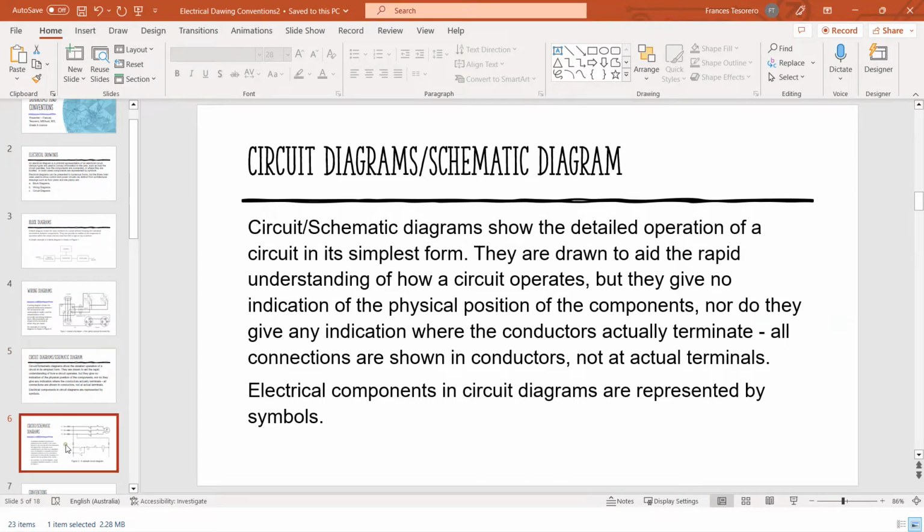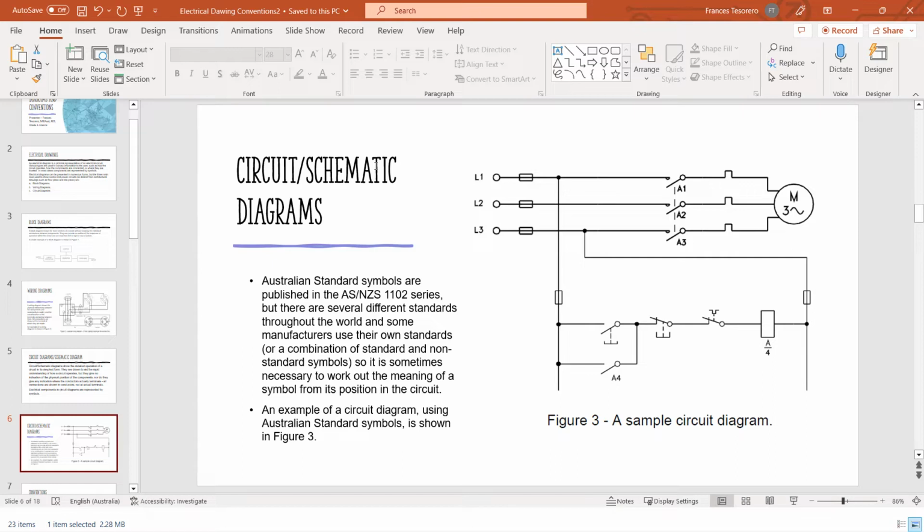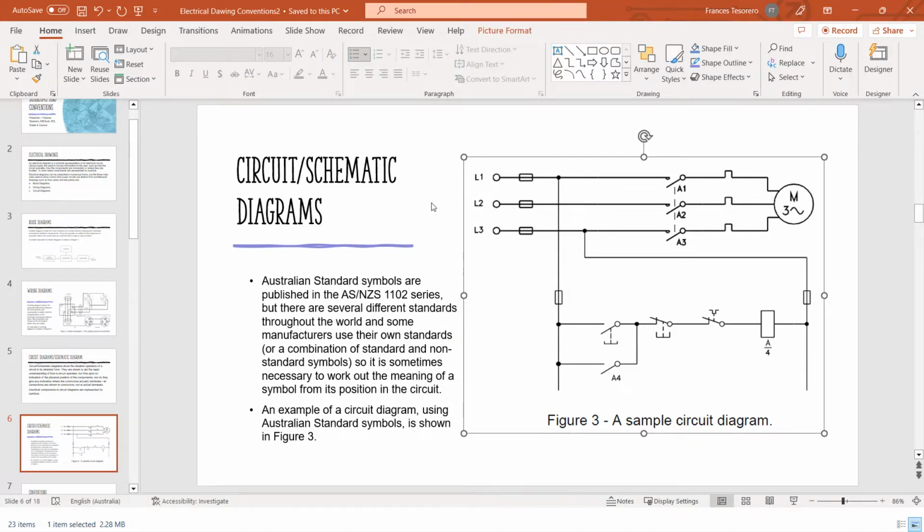There are rules that we need to follow. This is a simple one, an Australian standard: the AS/NZS 1102 series. Different standards throughout the world exist, and some manufacturers use their own. In my previous work in the Philippines, different companies who ordered switchboards sometimes used ANSI, JIS or Japanese standards, and European standards, which are really different if you are used to the IEC standard. This is the normal one accepted here in Australia.